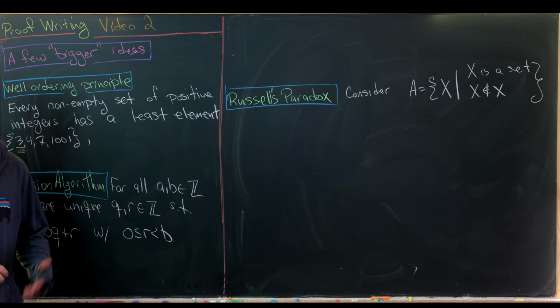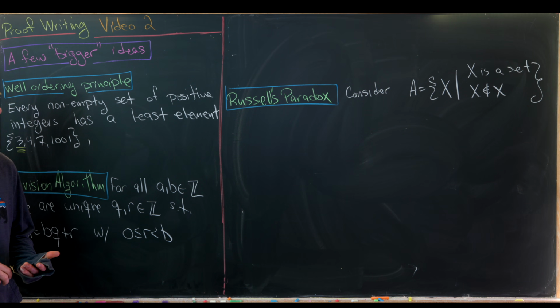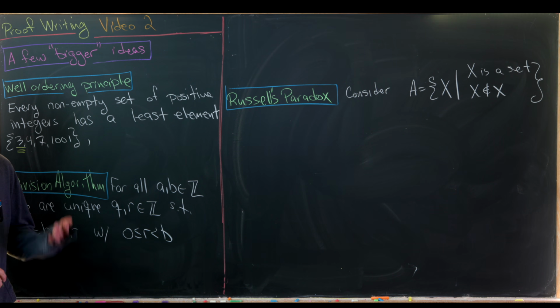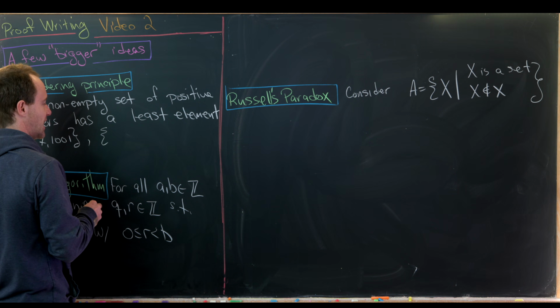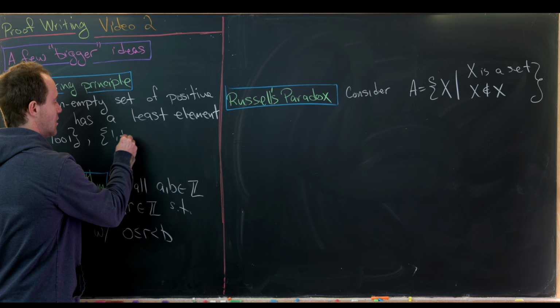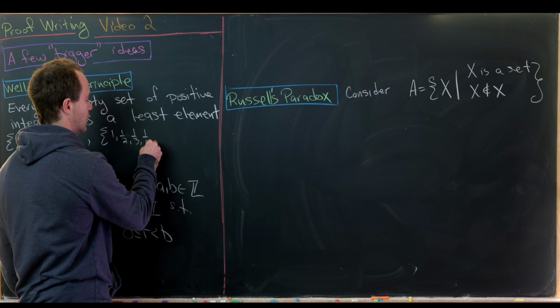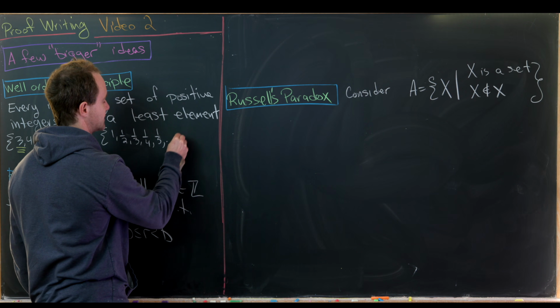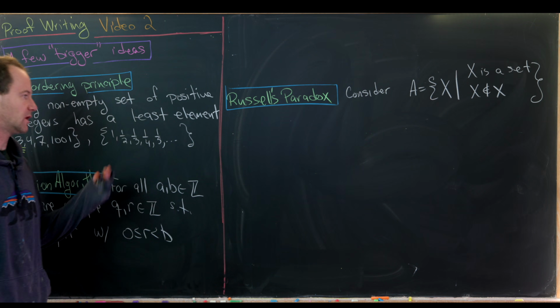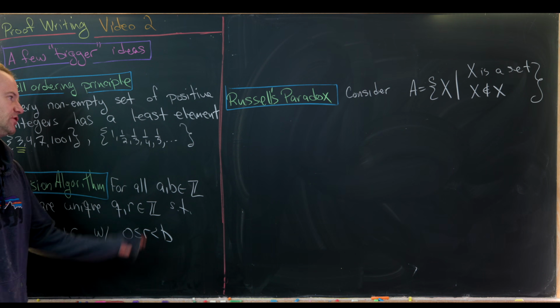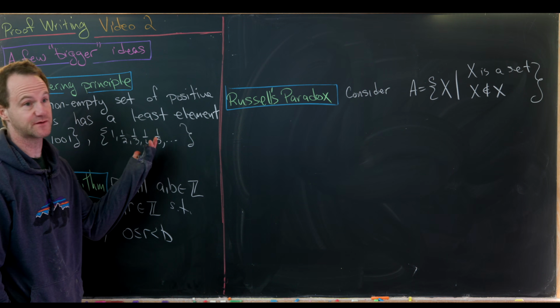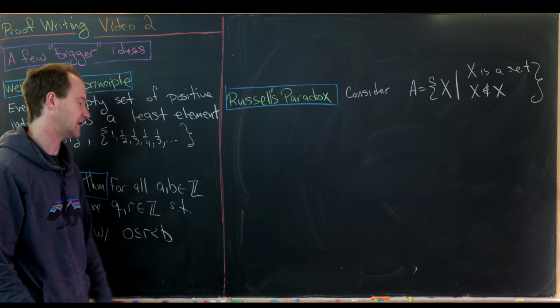This is not true over the real numbers or even over the rational numbers though, if you take positive rational numbers. Let's consider the set of positive rational numbers: 1, 1/2, 1/3, 1/4, 1/5, and so on and so forth. So all of the reciprocals of natural numbers. This does not have a least element. You can always find one of these fractions that's smaller than anything else that you want.